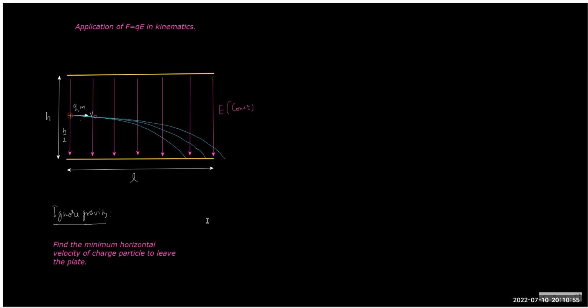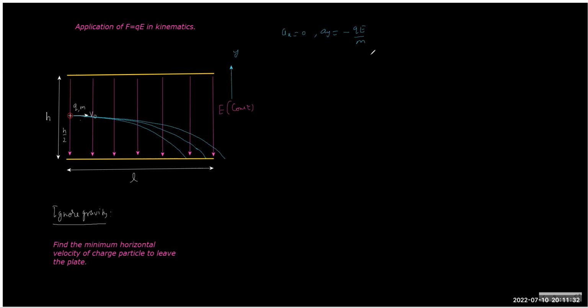To solve this, first you find the acceleration. What is ax, ay? You can choose the coordinate axis. So ax will be zero, and ay will be qE by m, minus qE by m if you take y as up. So if I choose y as up, ax is zero, and ay is minus qE by m, because the acceleration is force upon mass.